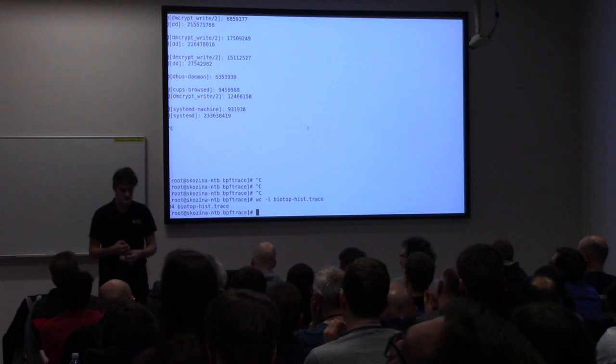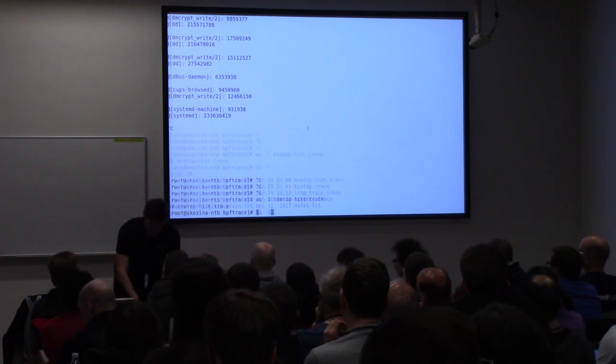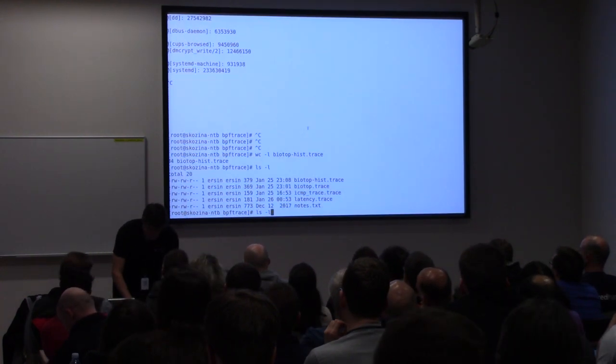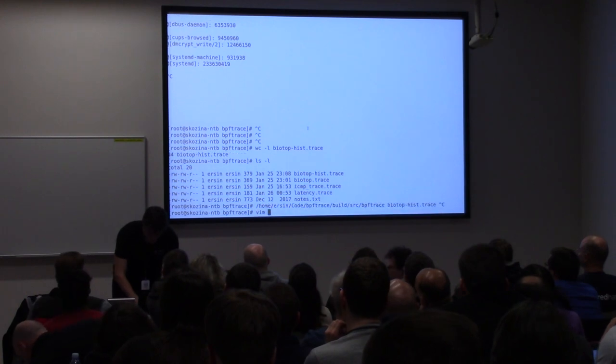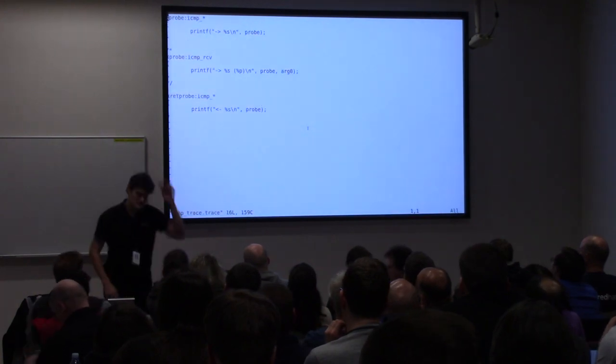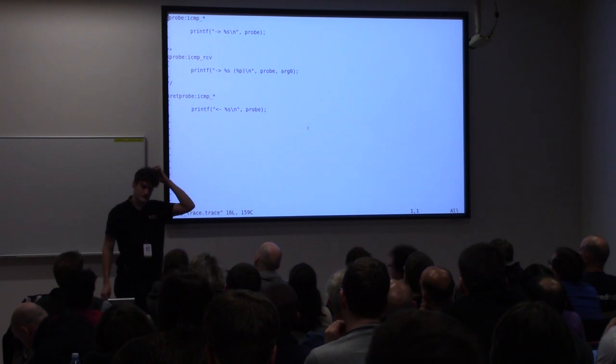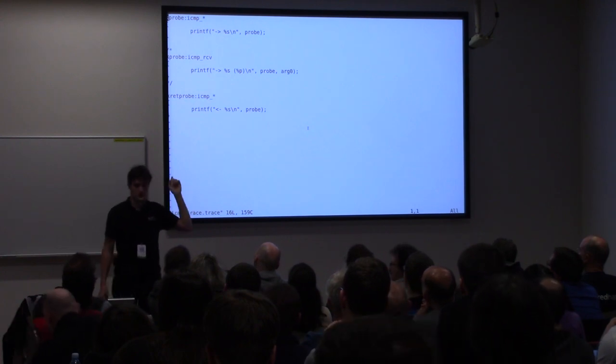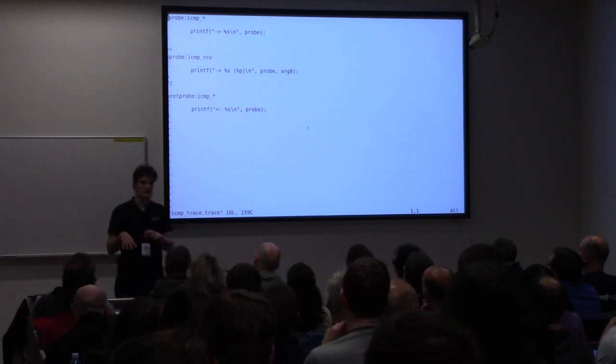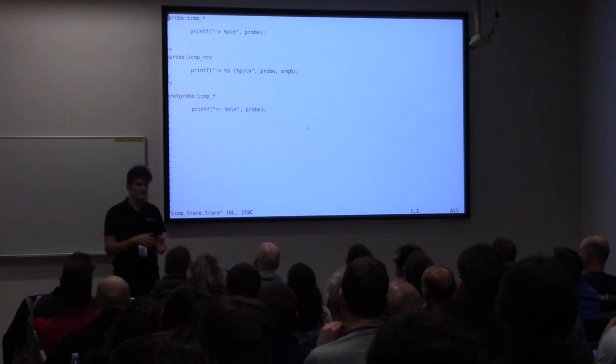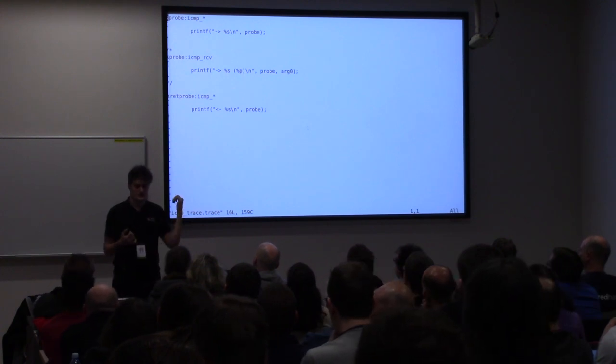Okay, we have 3 more minutes, so one more example. One more example is ICMP trace. This is even simpler. This is actually something I would recommend using if you don't know all the kernel and you just need to know what functions are being called. This is something what you would do.